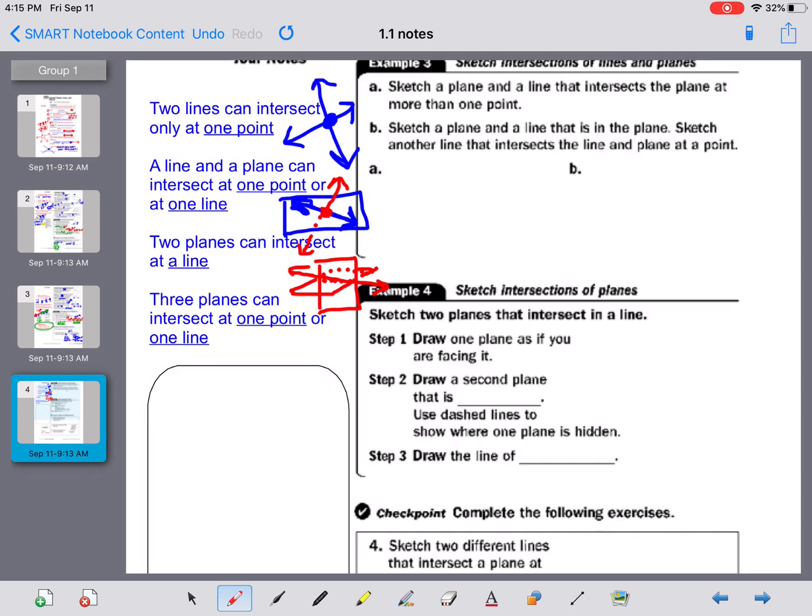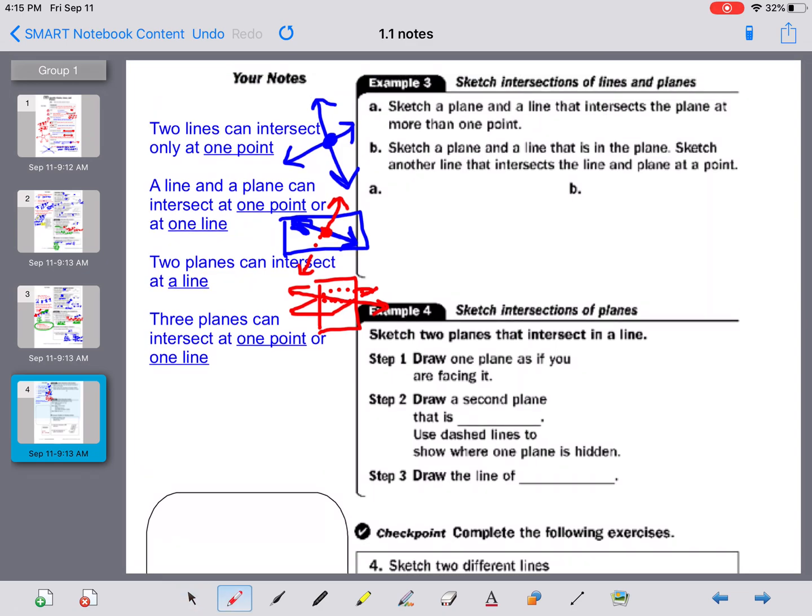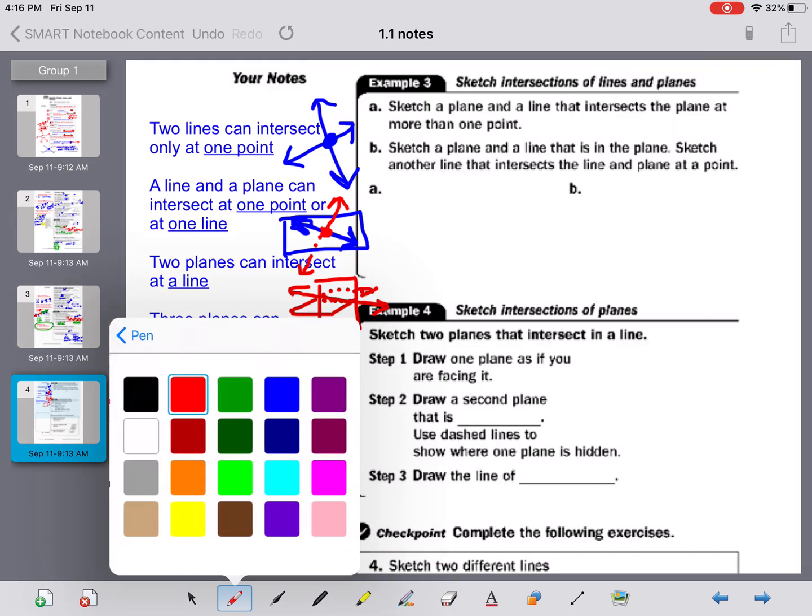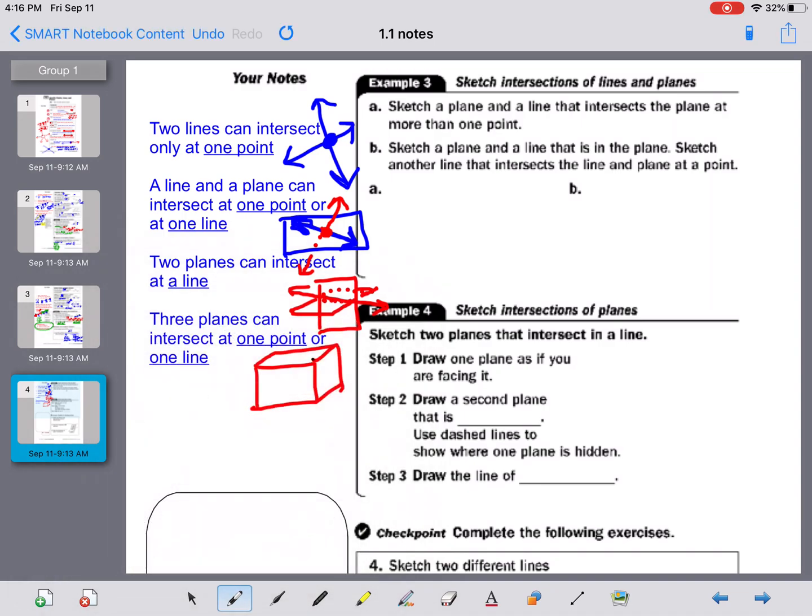Okay, now the hardest one here, and I find this extremely hard, is three planes can intersect at one point or one line, okay? Think about a box, okay? Here's a box. Where did all three of them meet? Right here. All three of them came to a corner in that one corner. So that's where all three of those meet in one point, okay?